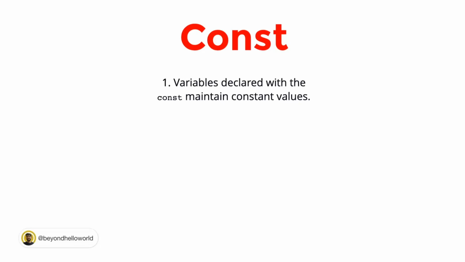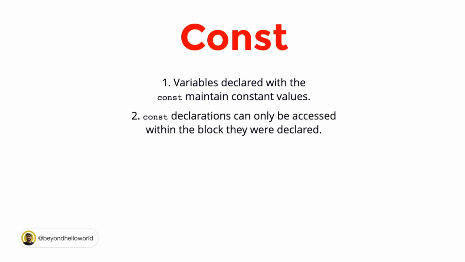Variables declared with the const maintain constant values. That means they cannot be changed at any point in the program. They are constant. Const declarations can only be accessed within the block they were declared. That means if you declared a variable in an if block or a for loop, they can only be accessed inside the if or for loop. You cannot access it outside it. So if you declare a constant variable in a function, you cannot access it in another function.